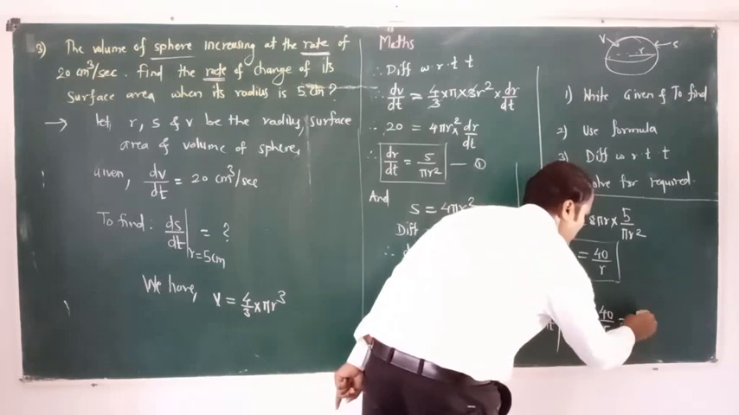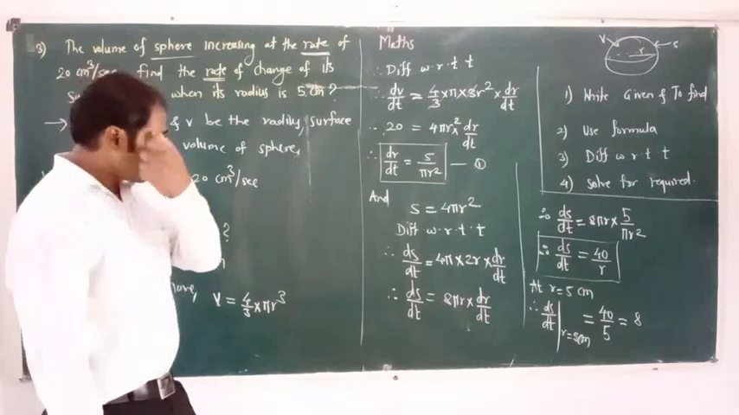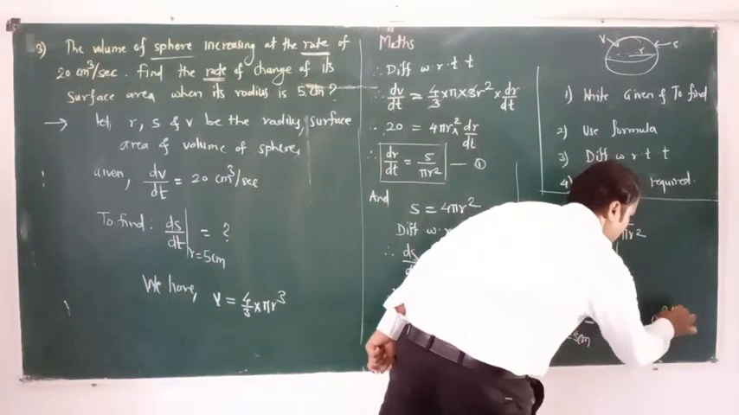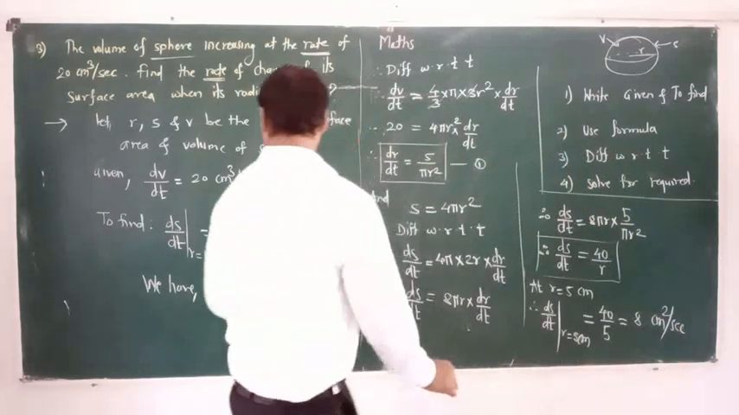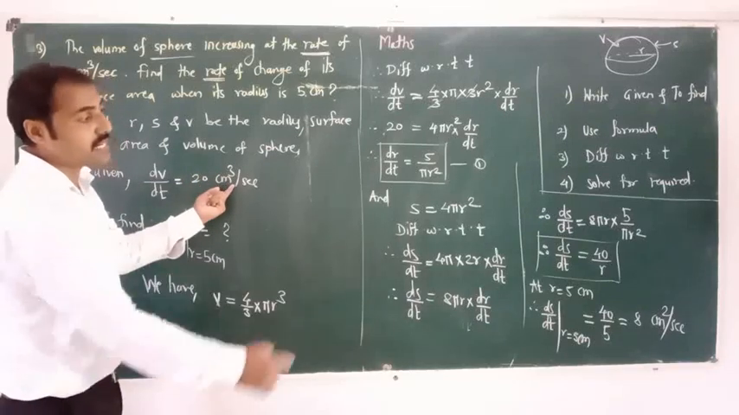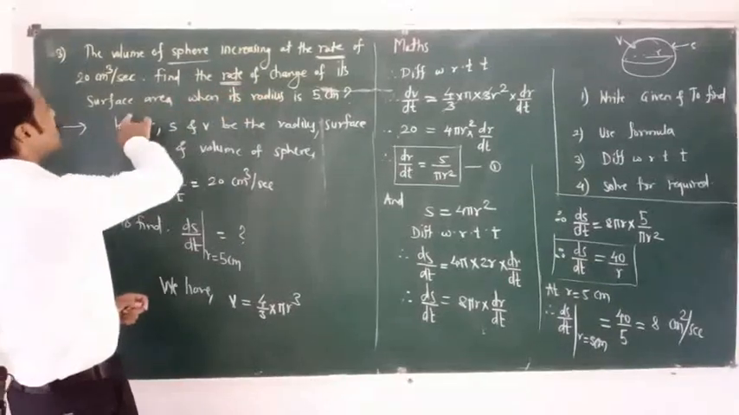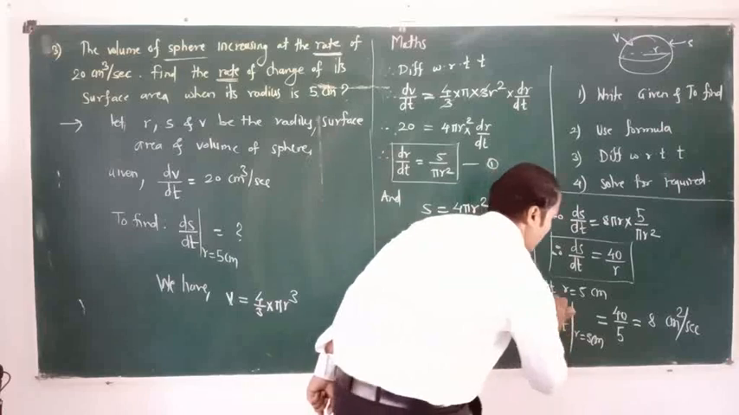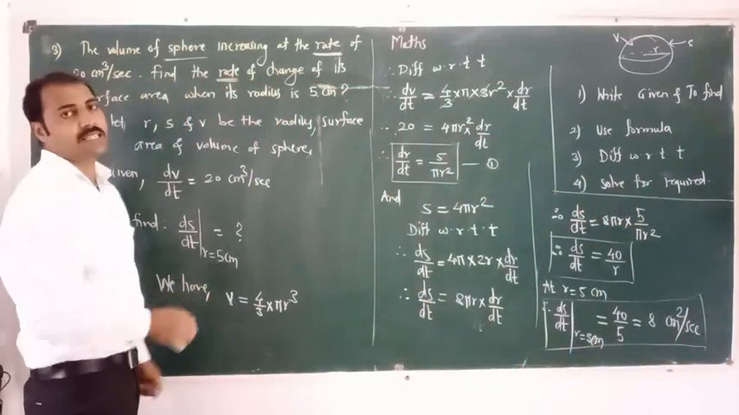40 divided by 5 is 8, since 5 eights are 40, and since it is a surface area, the unit for surface area is centimeter square per second. Unit for volume is centimeter cube. Unit for surface area is centimeter square per second. So finally, the rate of change of surface area is 8 centimeter square per second when its radius is 5 centimeter.